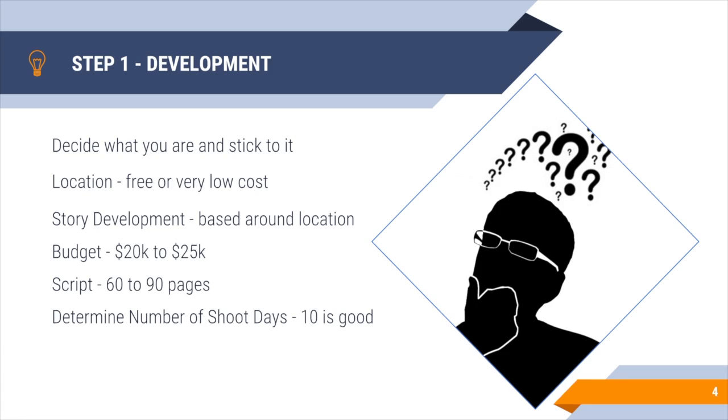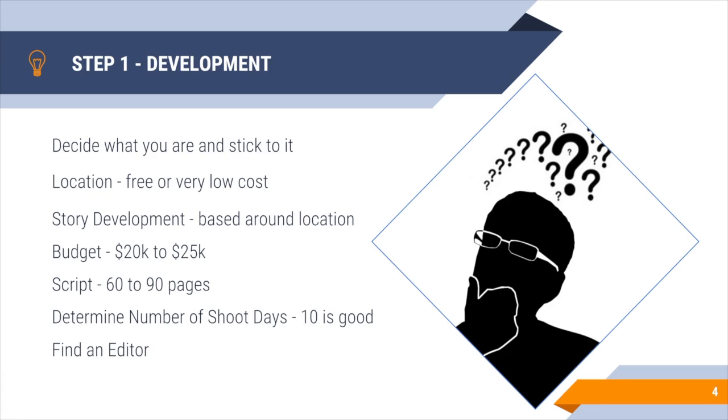So I would definitely suggest a 10-day shoot, even with a 90-page script. That's 9 pages a day, and you can easily get that done and get your film completed and shot in 10 days. I would definitely say stick to 10, and sort of go from there.